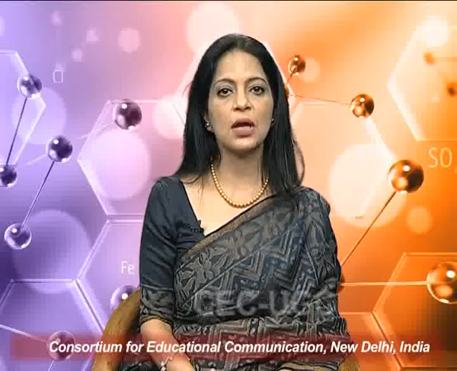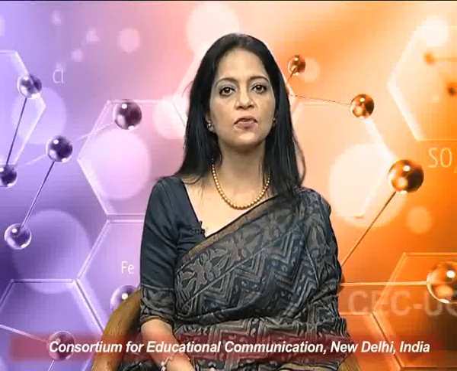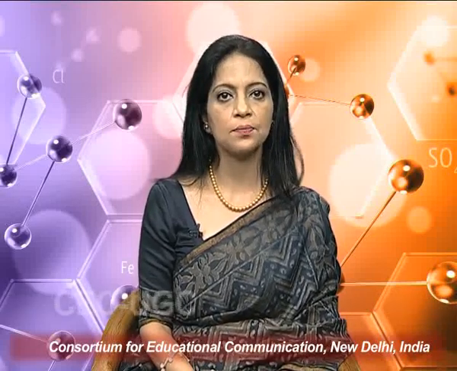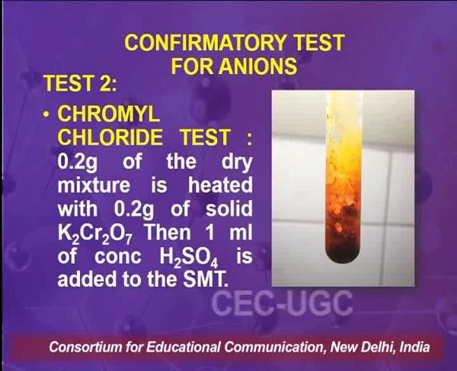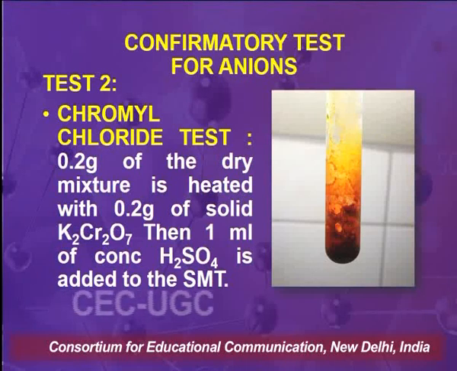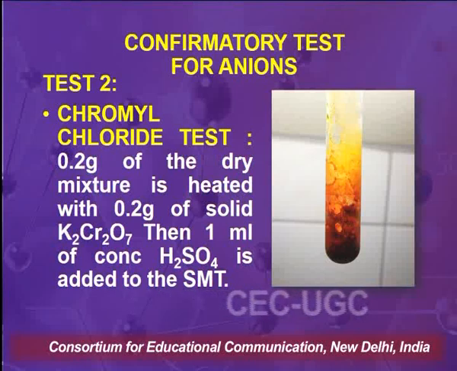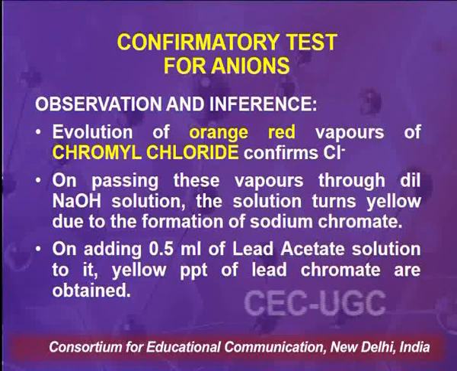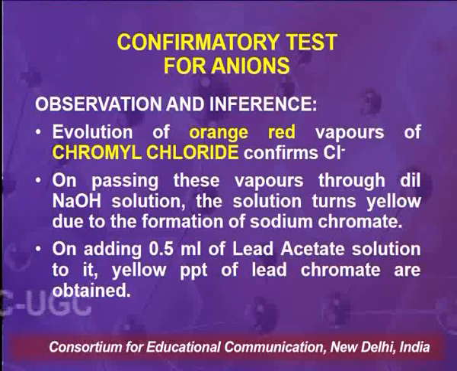Another test which can be performed for the confirmation of chloride ions in the mixture is the chromyl chloride test. In this case, 0.2 gram of the dry mixture is heated along with 0.2 gram of solid potassium dichromate. After that, 1 ml of concentrated sulfuric acid is added to the semi-micro test tube. If there is an evolution of orange-red vapors, then these orange-red vapors are of chromyl chloride, which confirm the presence of chloride ions in the mixture.